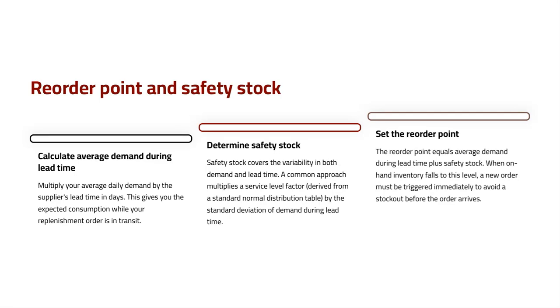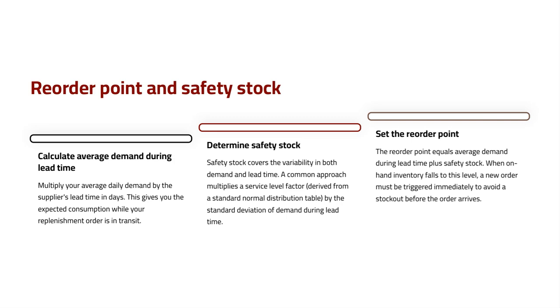Let's talk about how to determine the reorder point and safety stock. First, you calculate the average demand during lead time by multiplying your average daily demand by the supplier's lead time in days. This shows you the expected consumption while your replenishment order is on its way.